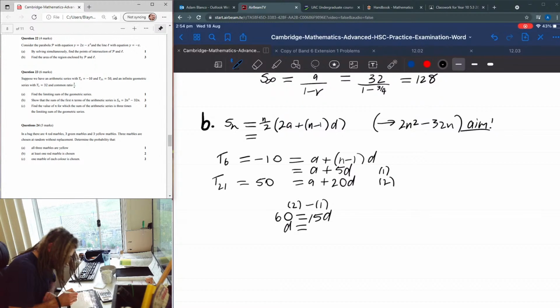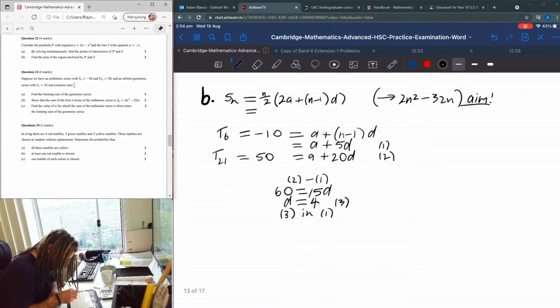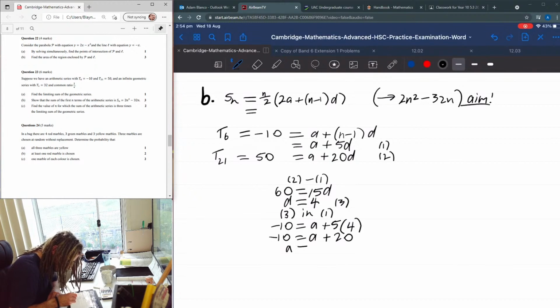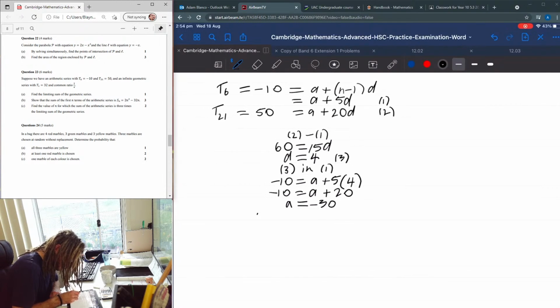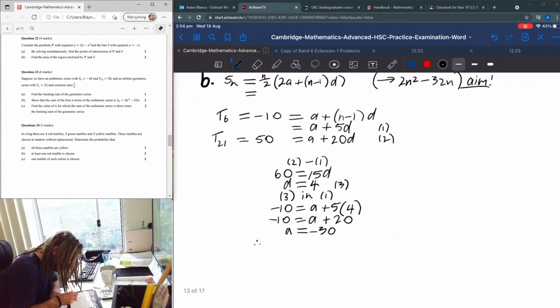That means d is equal to 60 divided by 15, which is 4. Okay, I'll call that 3, and I'll put 3 in 1. That's minus 10 equals A plus 5 times 4. That's A plus 20. That means A equals minus 30. Plus 20? Yep. Okay, so therefore A equals minus 30, d equals 4.